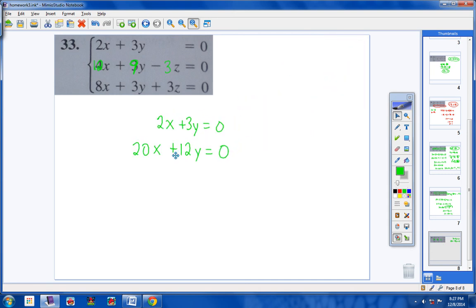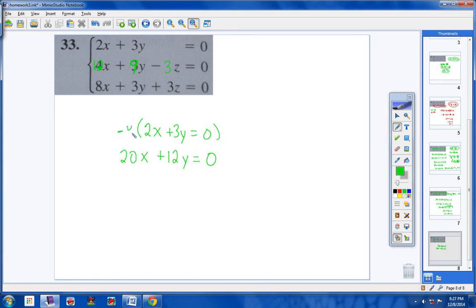So here we go. I think it'd be easier to get rid of the y's. I have a 3 here and a 12 here, so I'm going to multiply this equation here by a negative 4. That'll give me a negative 12 here. So here we go. Negative 8x, negative 12y equals 0. 4 times 2, 4 times 3, 4 times 0. Your other equation stays the same. And of course we get 0.